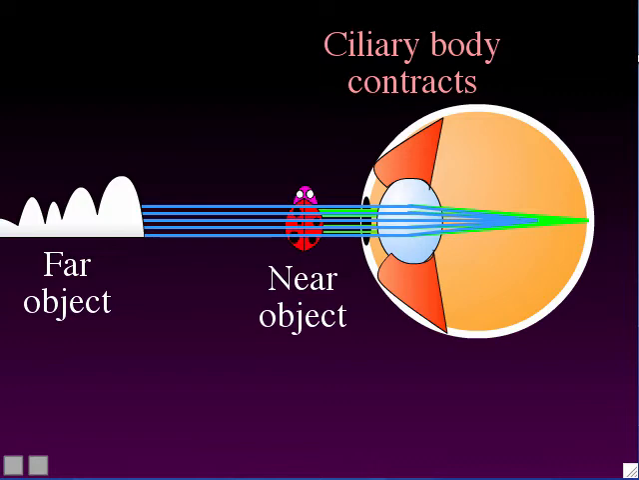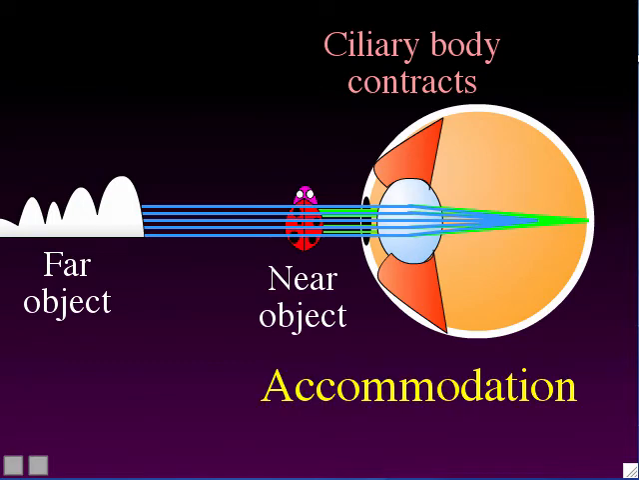You contract your ciliary body muscles, and that changes the shape of the lens so that all the focal points move forward in the eye. And so now the far object focal points will be in front of the retina, and the near object focal points will be on the retina. And so that means that the near objects will be in focus, and the far objects will be out of focus, but the point is now you can bring the near objects into focus.